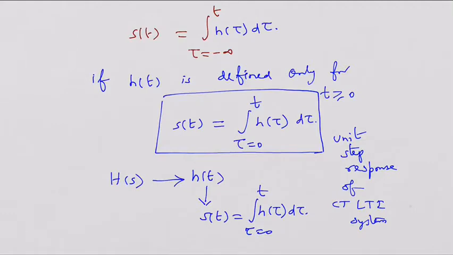So what is essential? You need to have h of t. From h of t, s of t can be obtained. Is that okay? So using inverse Laplace transform, from h of s to h of t, it can be obtained by using simple integration. You can obtain the step response of the CT LTI system. It's an important step. The next one, properties of convolution.